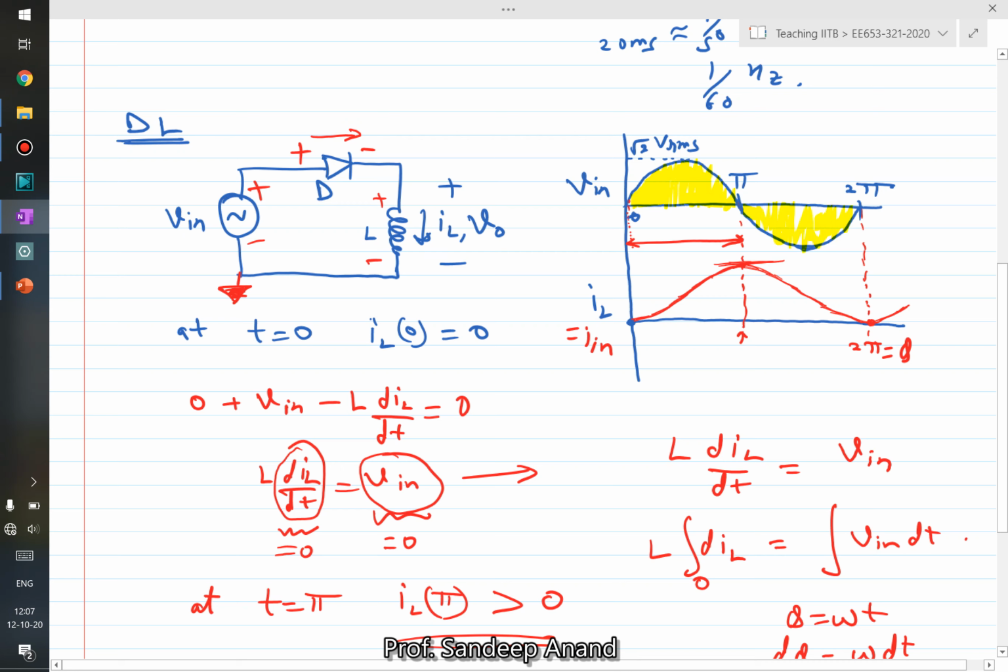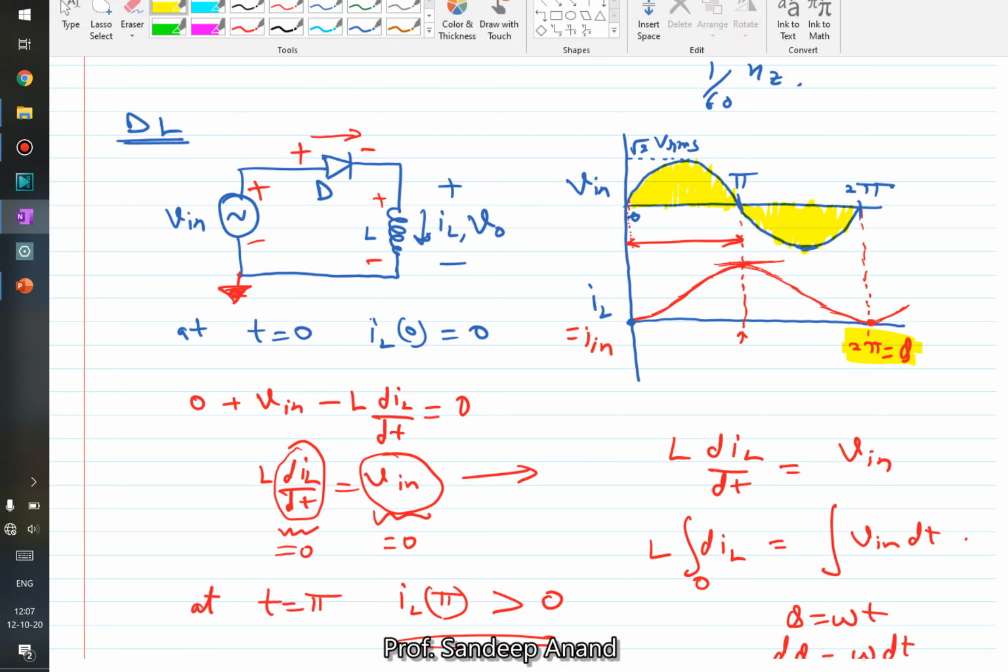and assuming that your input voltage is symmetric, that means your positive cycle and the negative cycle are perfectly the same, then the area under the positive cycle will be equal to the area under the negative cycle. Therefore, only at theta equal to 2 pi will both areas cancel each other out perfectly and give us 0 total area under the curve. And that is the reason the current will come back to 0 only at theta equal to 2 pi and not before that.